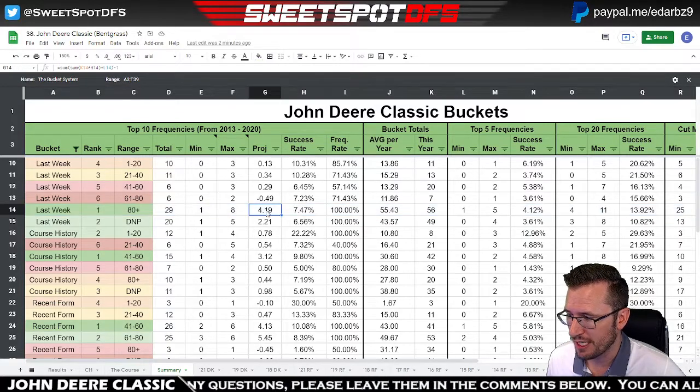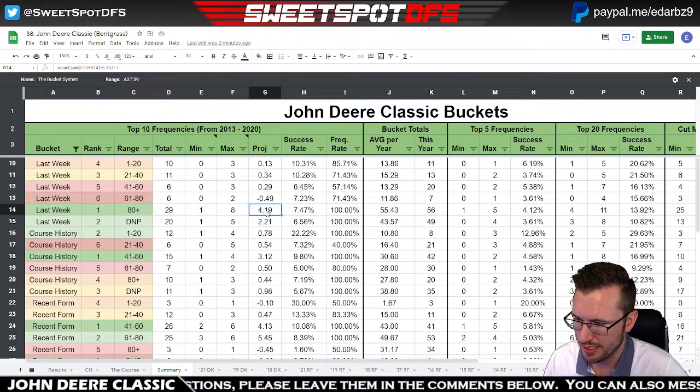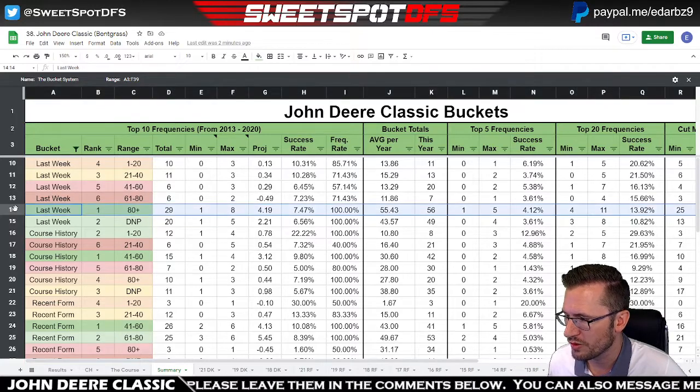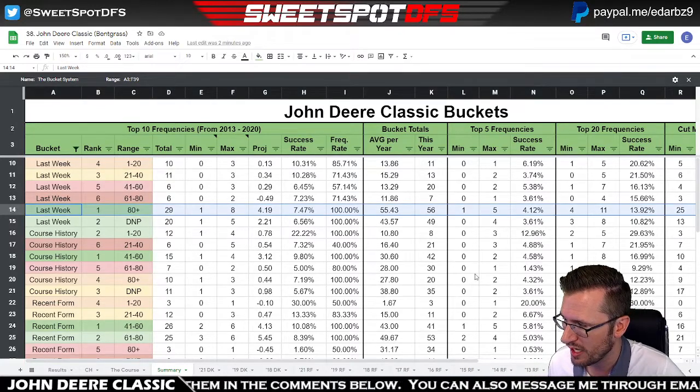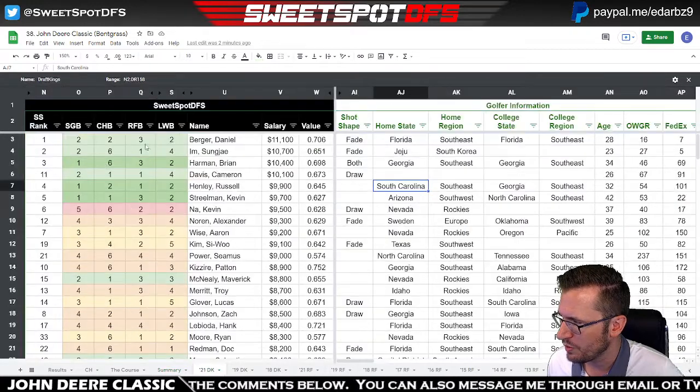I'm projecting like 4.19, and that's just kind of my secret recipe of trying to figure out. So I think 1 to 4. Play somewhere between 1 to 4. I think that would be just fine. We can take a look at who those guys are.